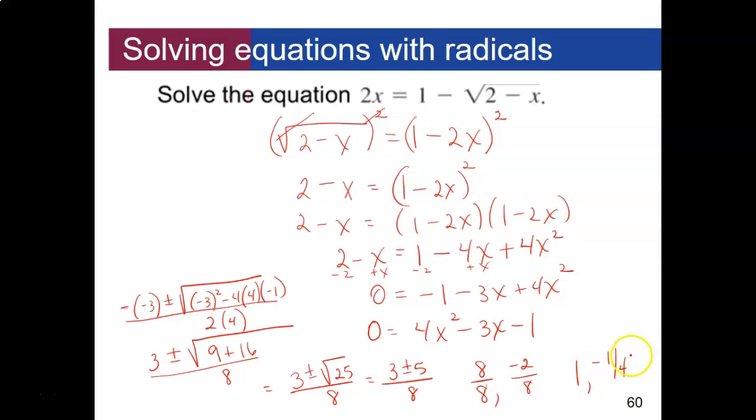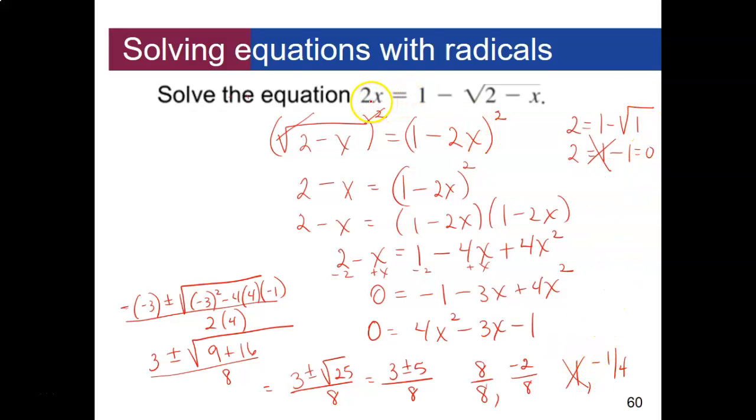So we do want to make sure that when we plug these back in, we get a true statement. We're not taking the square root of a negative number or something. So if I plug into this problem here, if I put 1 in, then 2 times 1 will give me 2. On this side is going to be 1 minus the square root of 2 minus 1, which would be 1. So I'm going to have 2 equals 1 minus 1, which is 0. That's not true. So we're going to have to throw 1 away.